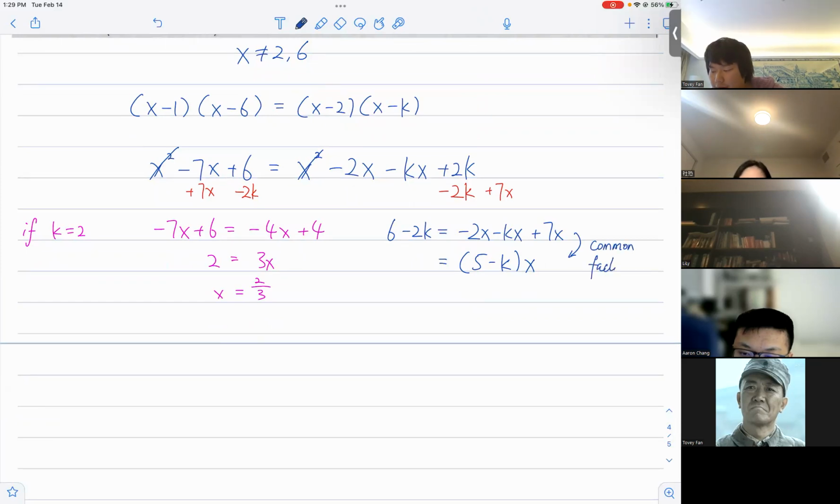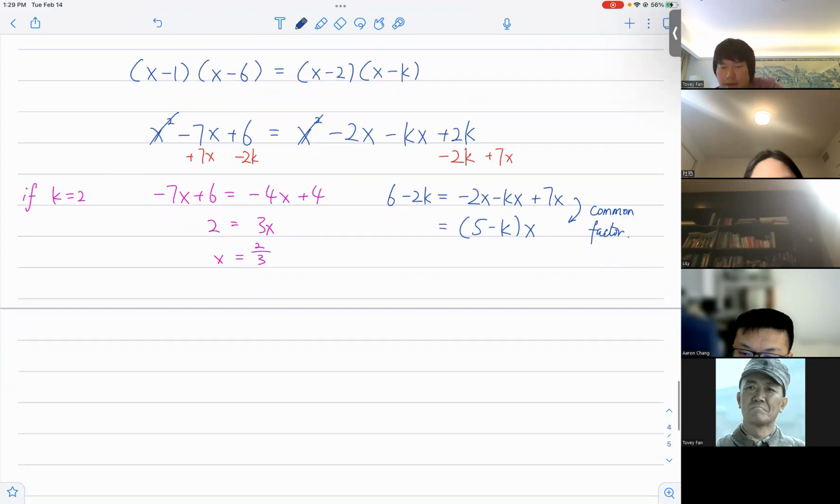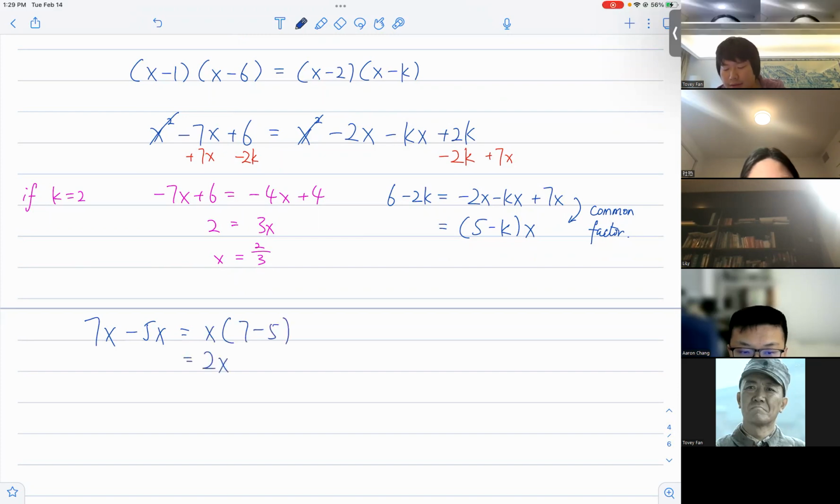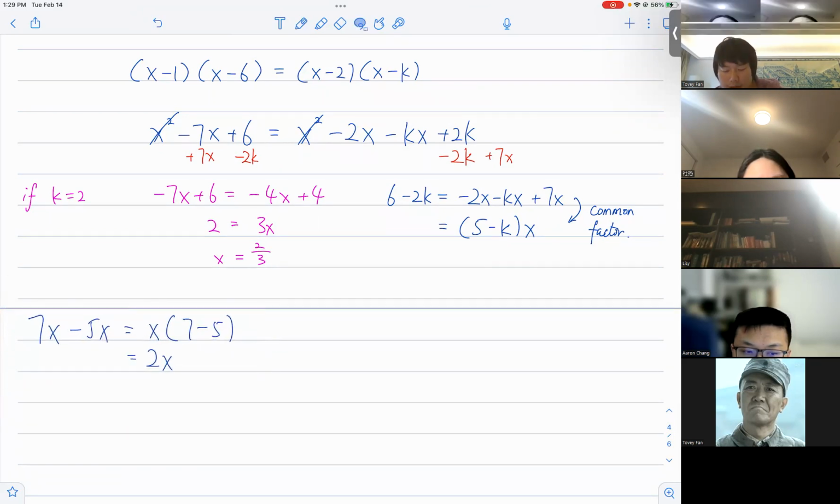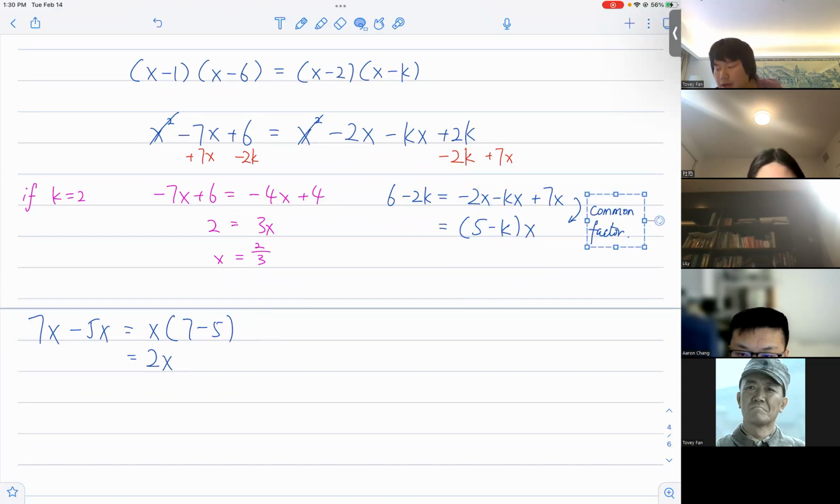If you have trouble combining like terms, here you can use common factor. I believe you guys are pretty familiar with it, right? Because combining like terms in its essence is common factor, right? 7x minus 5x. One of the reasons you get 2x is through common factoring. x is a common factor, 7 minus 5, so that's why you get 2x, right? Combining like terms is getting the common factor. So here, if you have a k here and you get confused, just use common factoring. x is the common factor, and the rest of them go together.